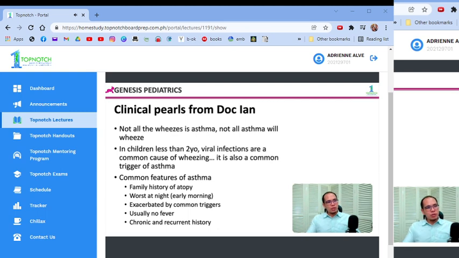Okay. So in under 2 years old, viral infection is a common cause of wheezing. But please also take note that it is also one of the most common triggers of asthma. Okay? So kaya mahirap siyang i-differentiate. Hindi mo alam kung asthma ba talaga yan, because viral infections will cause wheezing, but at the same time, viral infections may trigger asthma in patients who are predisposed to developing asthma.